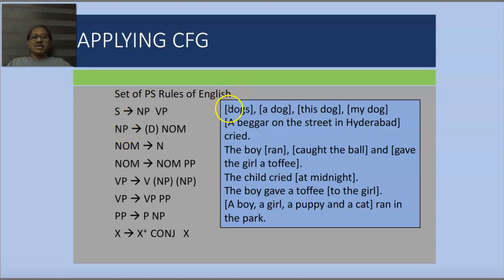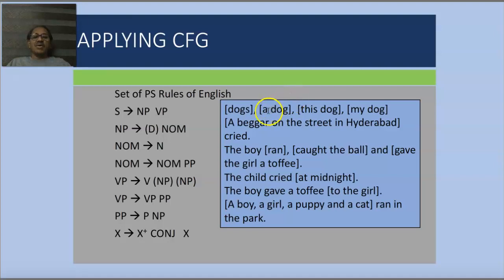What's a noun phrase? Dogs can be a noun phrase. Our dog can also be a noun phrase. This dog can be a noun phrase. My dog can also be a noun phrase. That means a simple noun can be a noun phrase. A determiner, article, and a noun can be a noun phrase. A demonstrative and a noun can be a noun phrase. Similarly, a possessive and a noun can also be a noun phrase. What we see is that this and my cannot occur together. That is, you cannot say this my dog.